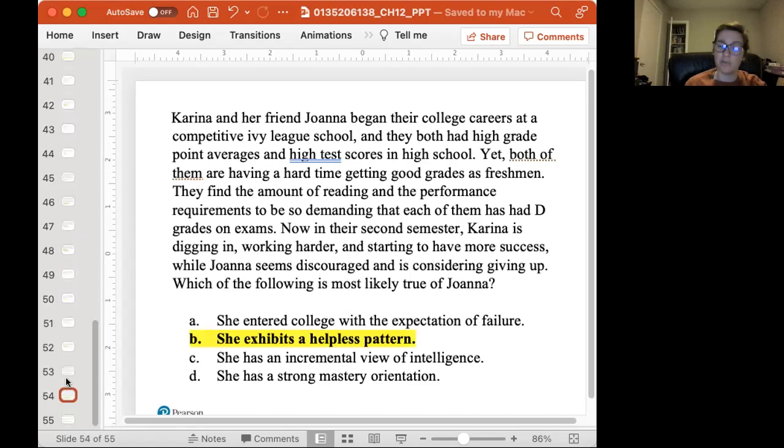She exhibits a helpless pattern. I can't do it. Woe is me. These kinds of things where she's just, I can't do anything about it. And you could even identify that as an external locus of control issue, where she believes that things outside of her control run her life. She's not in control, which would be an internal locus of control, as in I believe I can affect things around me.